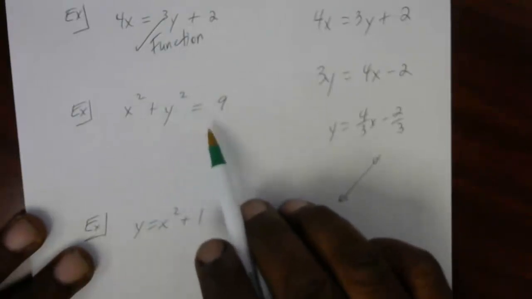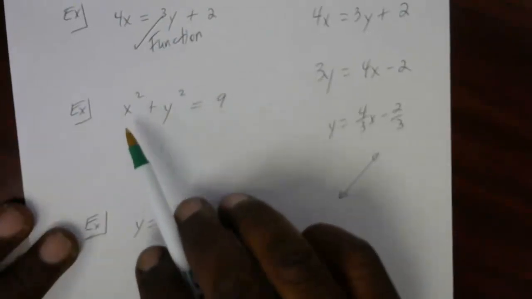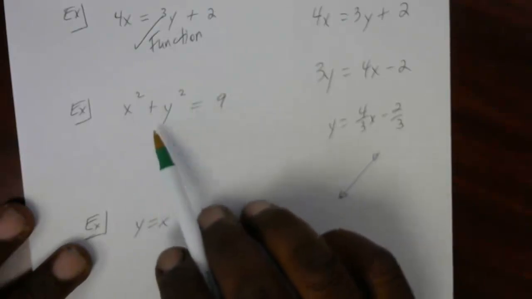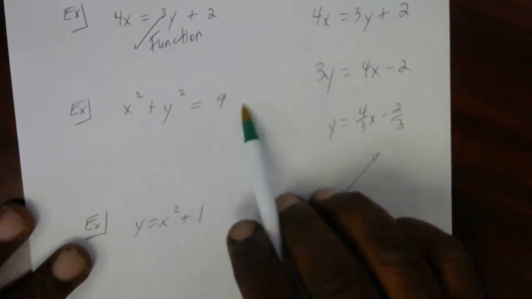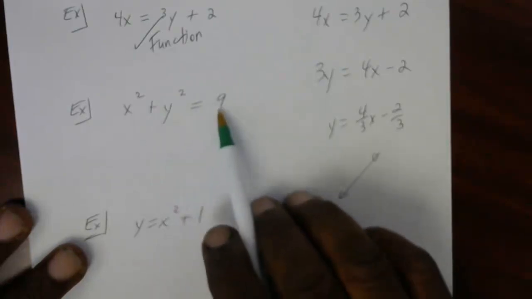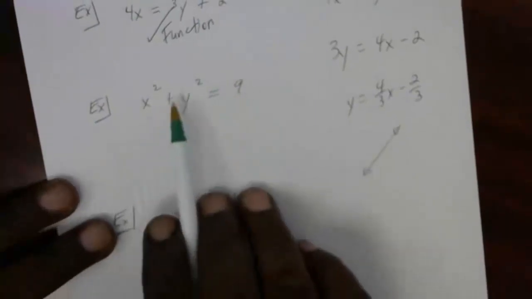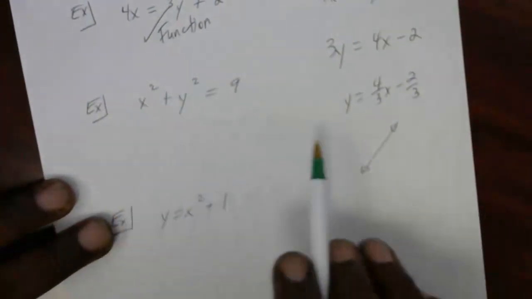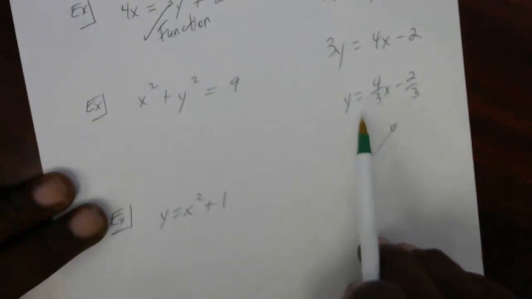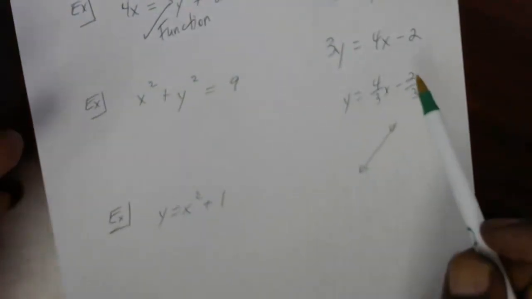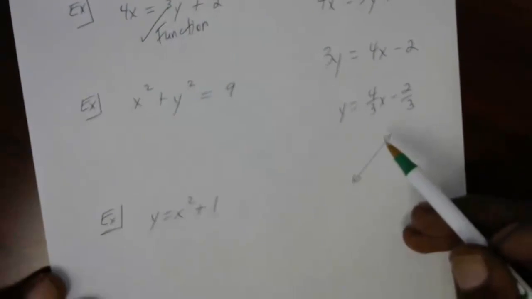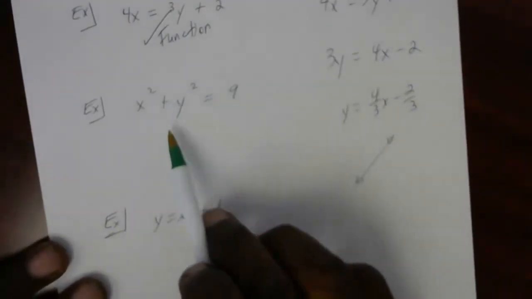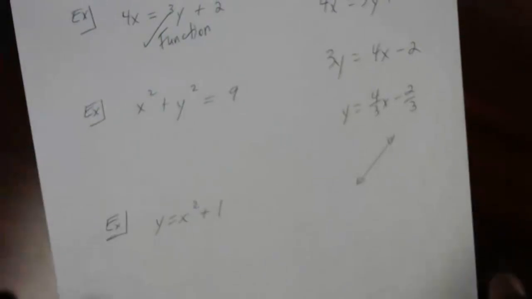Okay, the second one, x squared plus y squared equals 9. This is actually the equation for a circle with a radius of 3. And I know that from dealing with functions, but nonetheless, you could solve it for y and graph. So just to show that in a little bit of detail, I'm going to solve this for y and graph it.